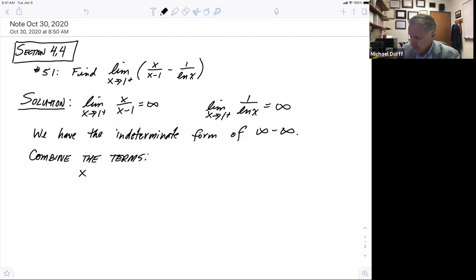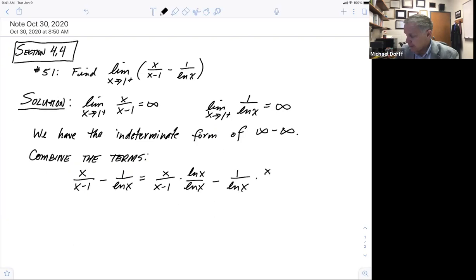So that means we're doing x over x minus 1 minus 1 over natural log of x. I'm going to combine these together. To do that, I'm going to get a common denominator. In this case, the first term I'm going to multiply by natural log of x over natural log of x. And for the second term, I'm going to multiply top and bottom by x minus 1. Then when I do that, I'm going to get x natural log of x over the denominator minus x minus 1 over the denominator.